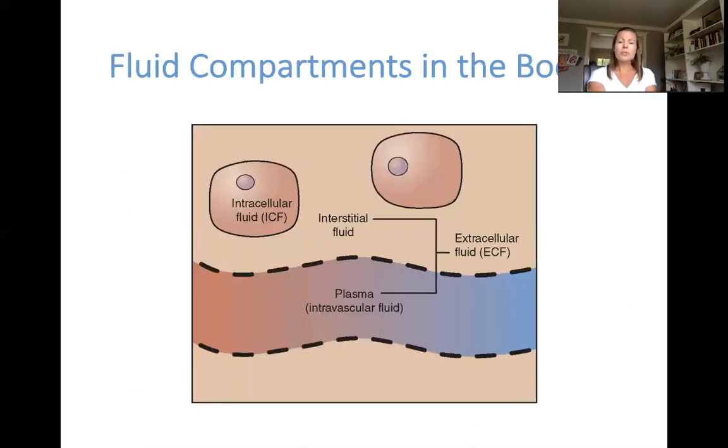Okay. Also, it's important to know the main fluid compartments within the body. So these circular structures represent cells. The fluid inside of your cells is called intracellular fluid because it's found inside of the cells. Fluid that is found outside of cells is called extracellular fluid. And those 2 fluid compartments are kept separate. There is a boundary surrounding each one of your cells. It's called the cell membrane or the plasma membrane, and that separates the cell's internal environment from the external environment.